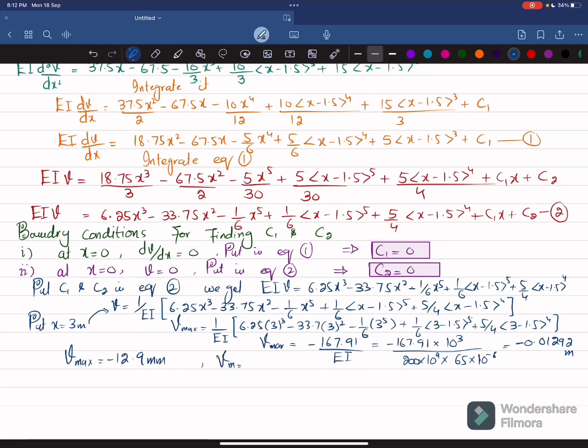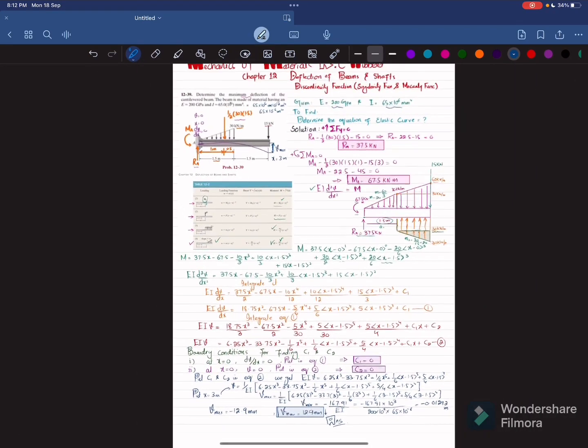or Vmax is equal to 12.9 millimeter, and that is downward. So this is the maximum deflection of the beam for the given loading. And that was all about this problem 12-39.